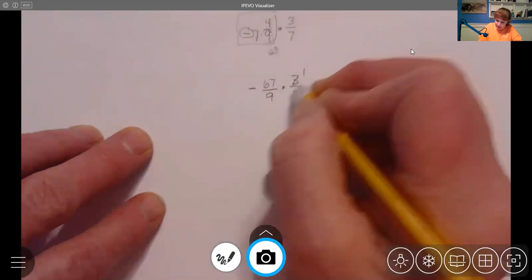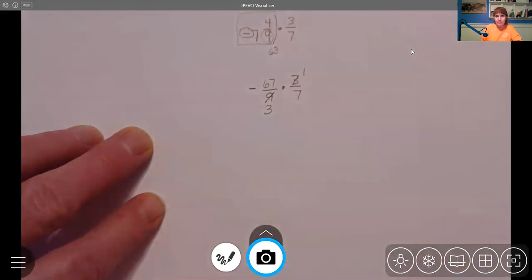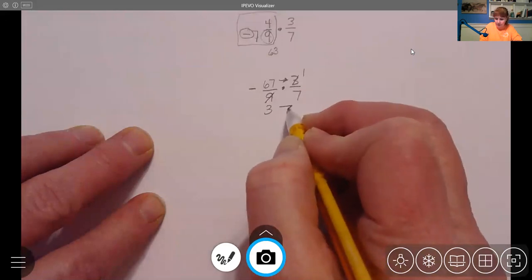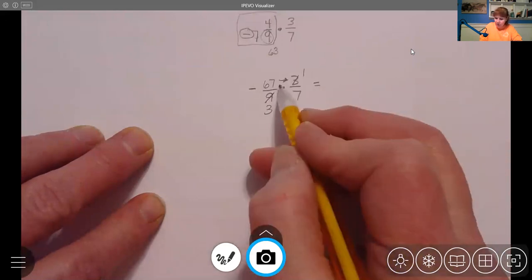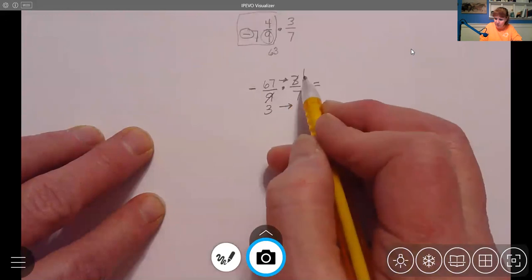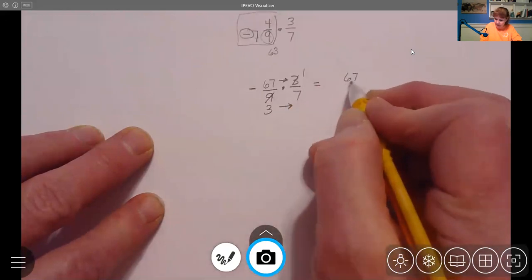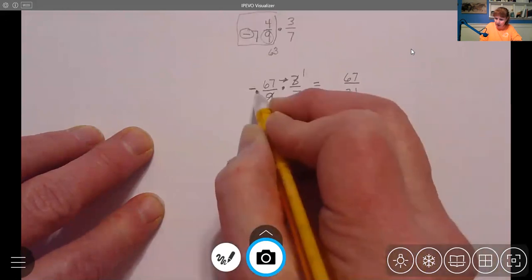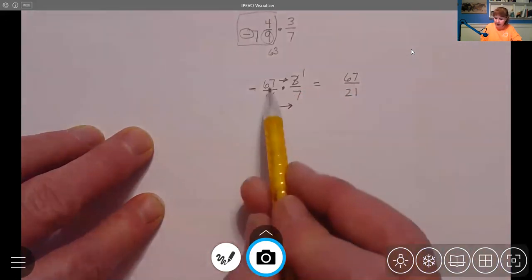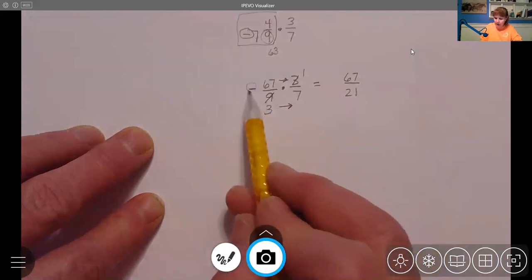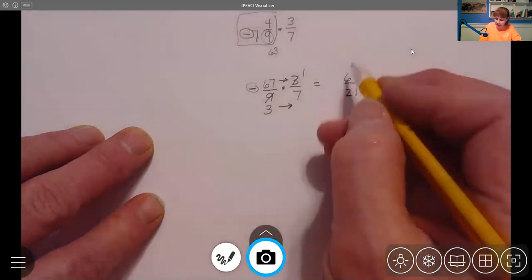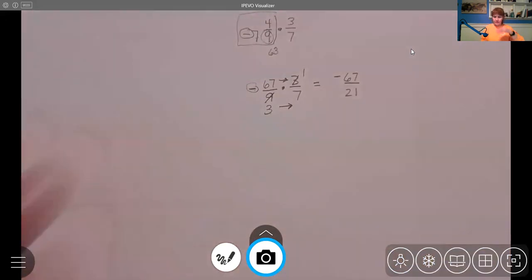3 goes into here once, 3 goes into here 3 times. So then we're going to multiply straight across. So 67 times 1 is 67. 3 times 7 is 21. Our answer is negative because when you're multiplying, if you have an odd number of negatives, the negative stays.